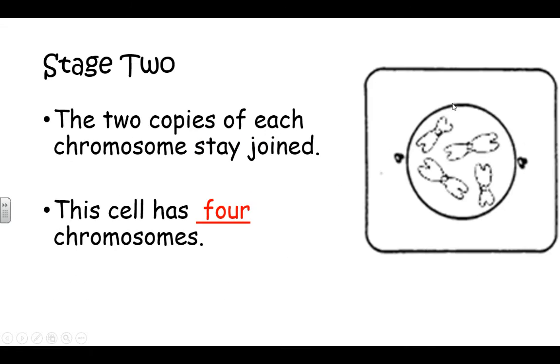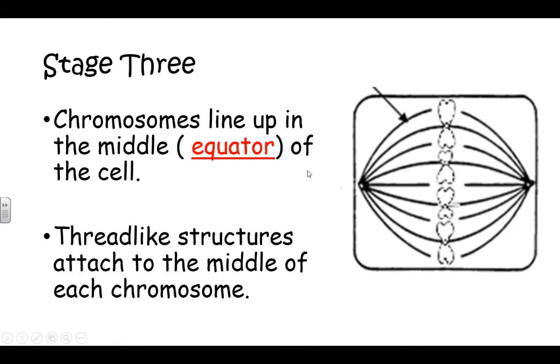They line up down the middle of the cell. Now, just like in the Earth, the middle bit going around the Mediterranean is the equator. That is the same in the cell. And just like in the Earth, the pointy bits at either side away from the equator are called the poles.